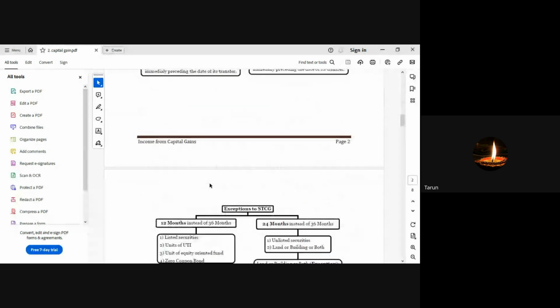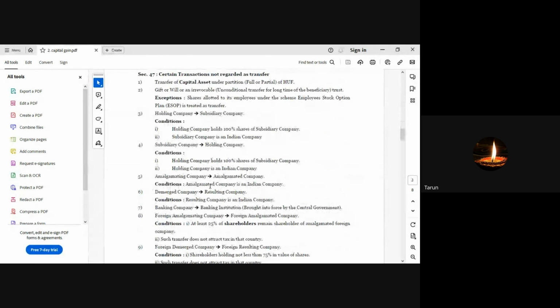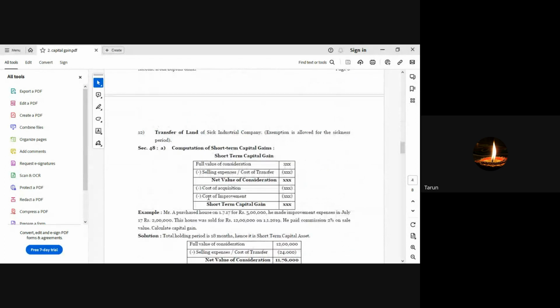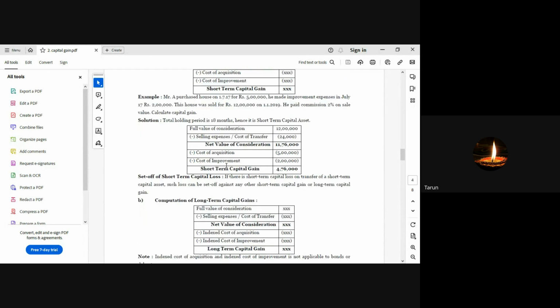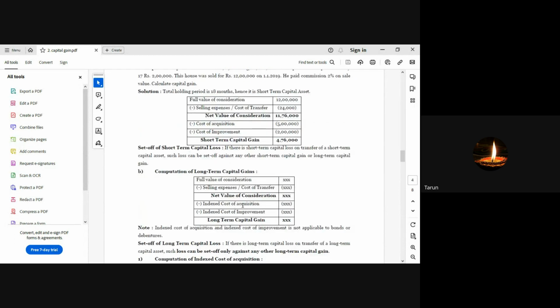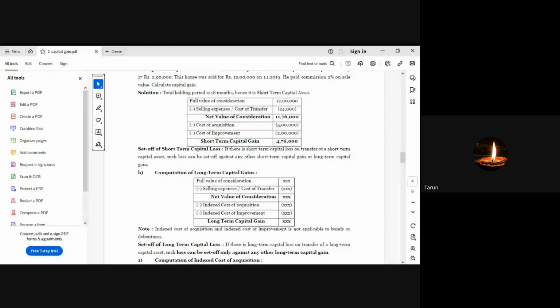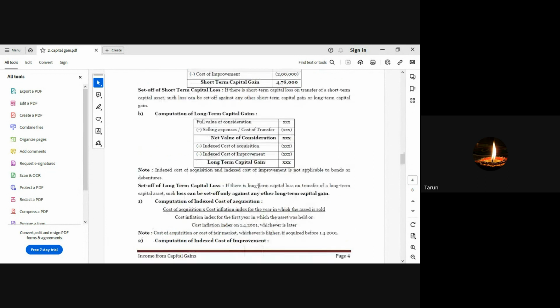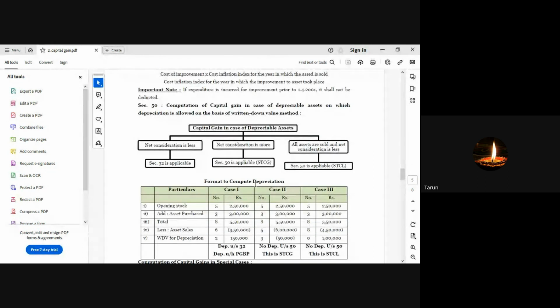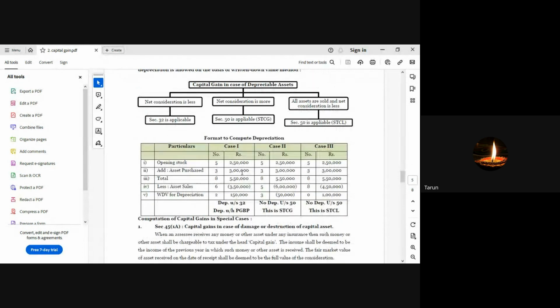These are the notes of income from capital gain. You have just gone through this. Whatever I taught is the same as what is written over here. See, indexed cost of acquisition, indexed cost of improvement. Whatever I have taught you, short-term capital gain, long-term capital gain, the same procedure has to be followed. This is an example given over here.